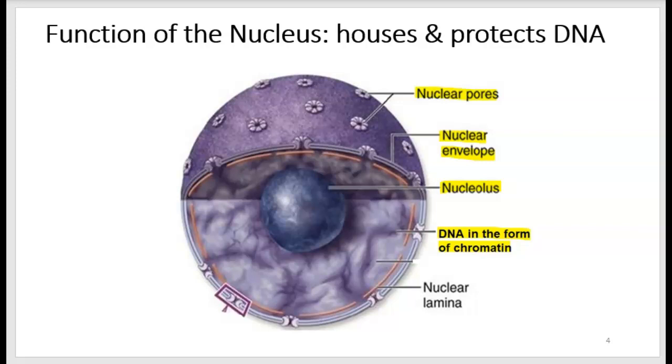Within the nucleus is a structure, a densely stained region, or darkly stained region, called the nucleolus. And this stains darkly due to the presence of RNA and protein, because this is where ribosomal RNA is made. Eventually, this ribosomal RNA will leave the nucleus and become part of a ribosome in the cytoplasm.